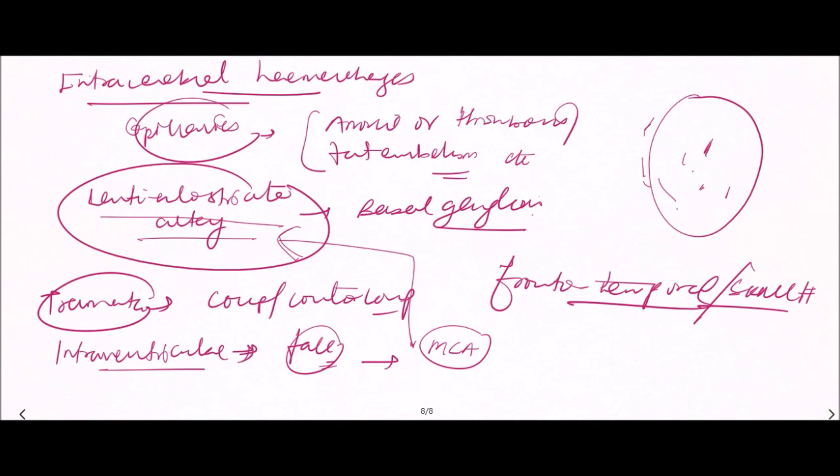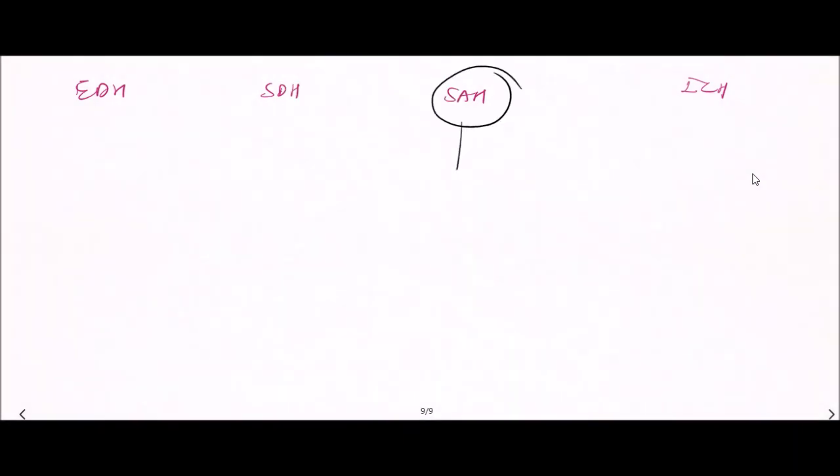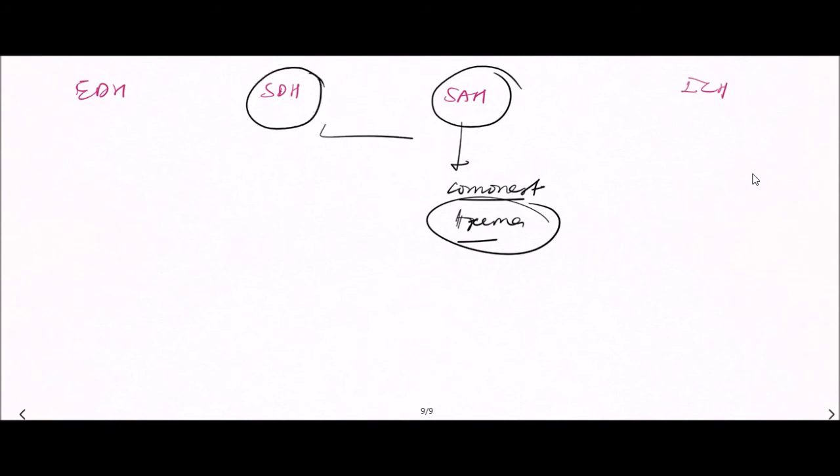So far we have discussed various hemorrhages. The first is the extradural, then SDH, then SAH, then the intracerebral hemorrhages. The commonest type is the SDH, and the most common cause is trauma. Now, how to differentiate between SAH and SDH? We just discussed. This is an important question.